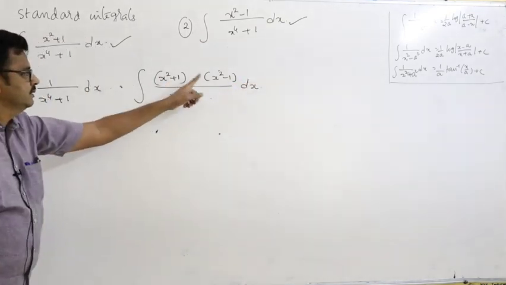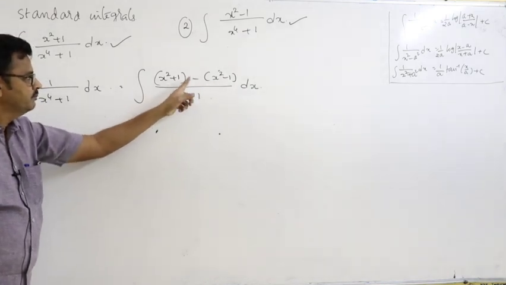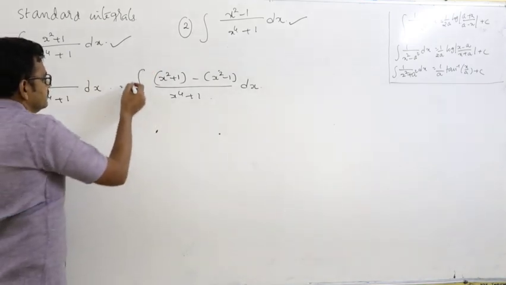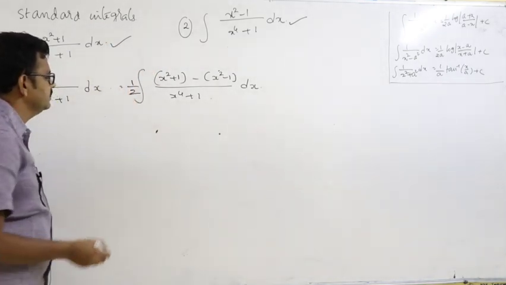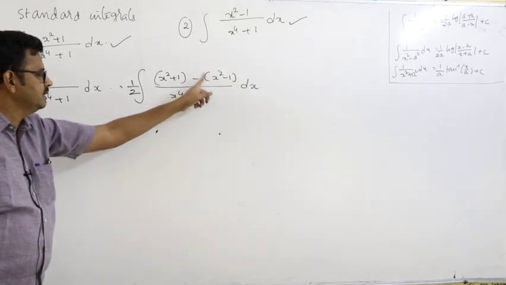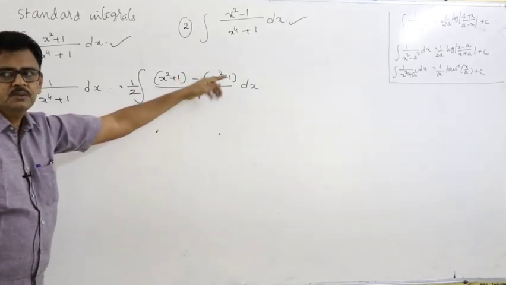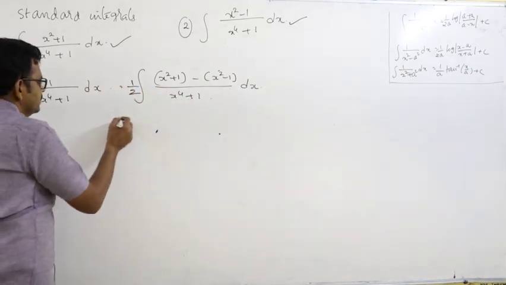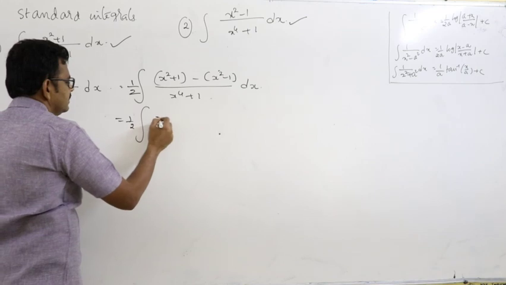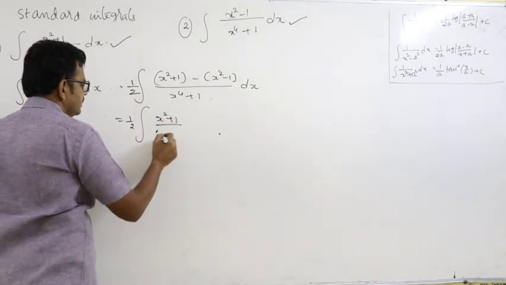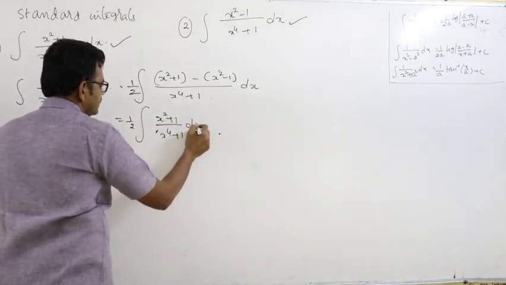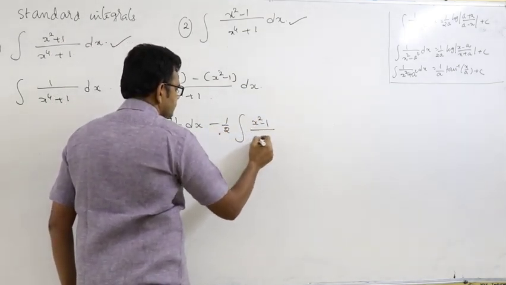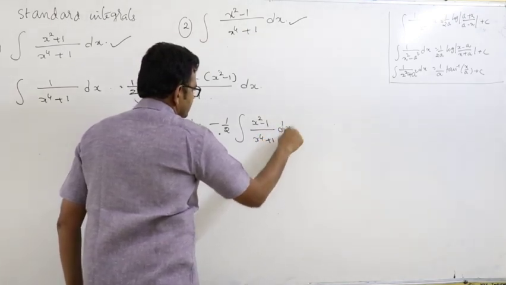x square cancels. 1 minus of minus 1 is plus 2. Numerator is 2, so dividing by 2. So this is 1 by 2 integral x square plus 1 by x power 4 plus 1 dx minus 1 by 2 integral x square minus 1 by x power 4 plus 1 dx.